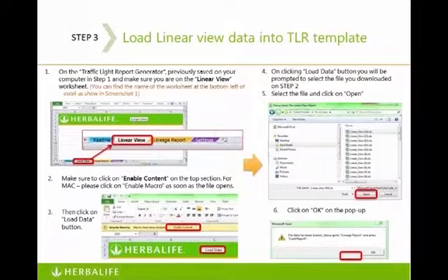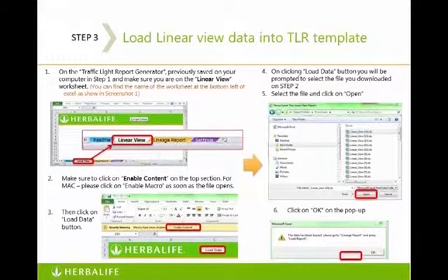So there's a lot of instructions on this screen. I'm going to give you the quick and dirty version of it. You're going to open up that traffic light report generator file you generated and downloaded in step 1. You're going to click on the linear view tab. You're going to click on the button that says Enable Content. So far you're at 2 clicks. And then you're going to click on the button that says Load Data. So 3 clicks, and they're shown in the 3 steps here on the left-hand side of the screen.